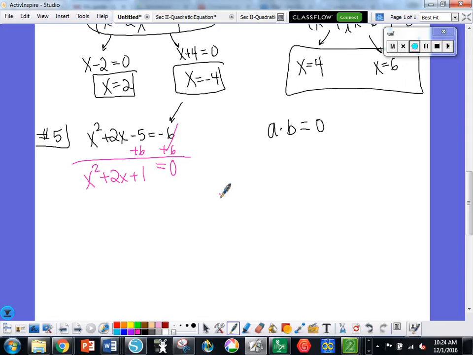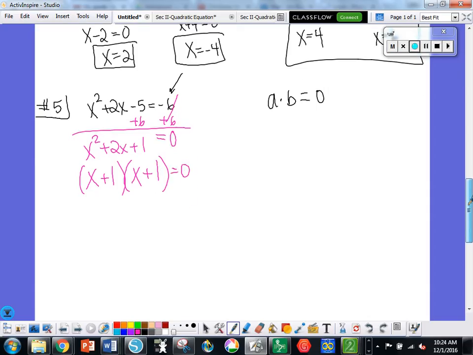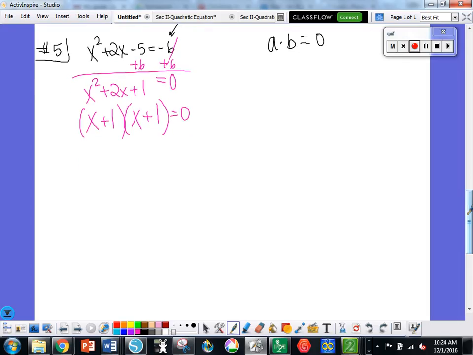So this one's a little harder. What multiplies to 1 and adds to 2? Nope, that doesn't multiply to 1. There you go. 1 and 1, right? 1 plus 1 would be the 2. A bit tricky. So this would be x plus 1 and x plus 1. So if I were to solve them, this would mean x equals negative 1.